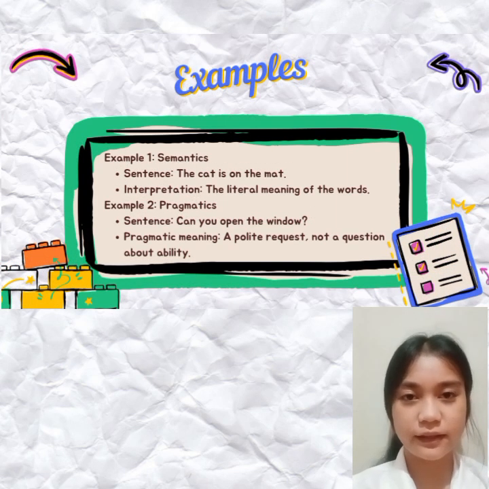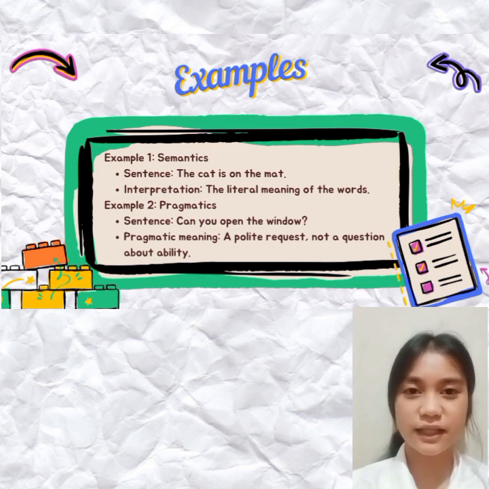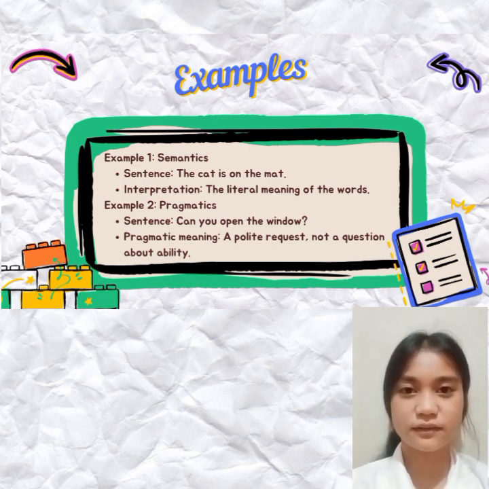To clarify further, here are two simple examples. First, in semantics, the sentence "the cat is on the mat" means that the cat is literally on the mat. Its meaning does not change regardless of the context. Second, in pragmatics, the sentence "Can you please pass the salad?" functions as a polite request, depending on the tone and context. They show that pragmatics is more flexible and context sensitive.